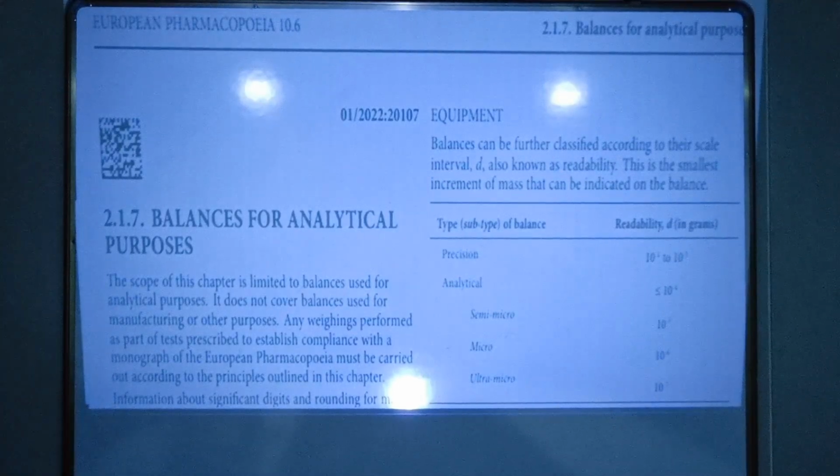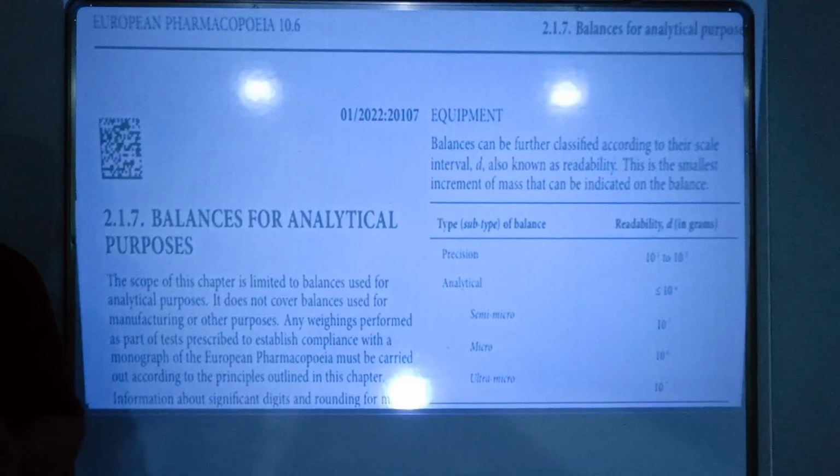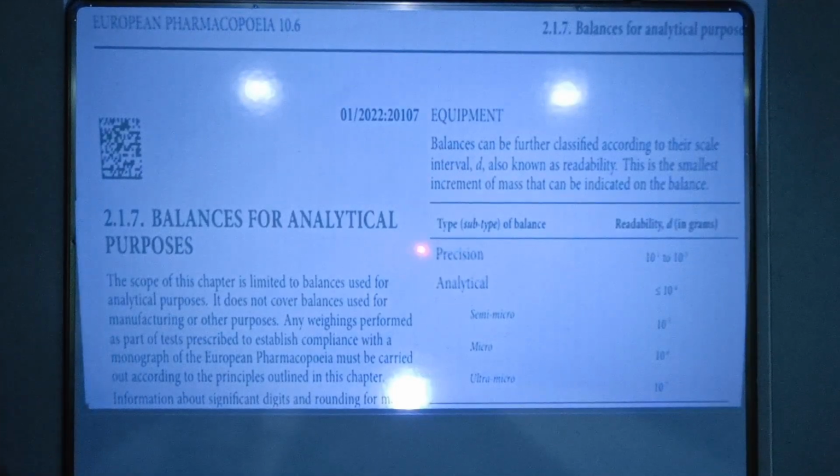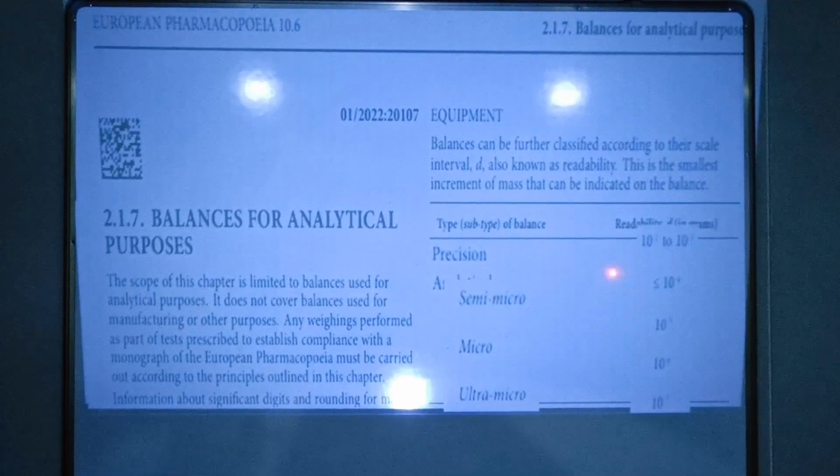So, in this chapter 2.1.7, balances are classified into two types and those are precision balance and analytical balance. Analytical balance is again classified into three types and those are semi-microbalance, microbalance and ultra-microbalance. These classifications are based on this readability.